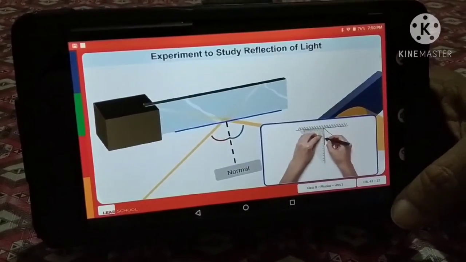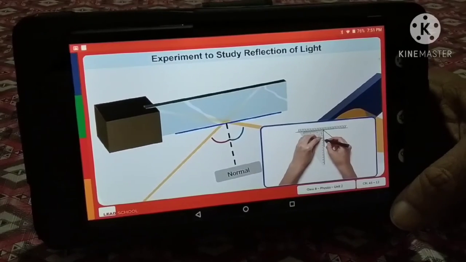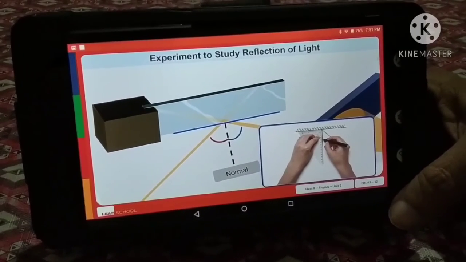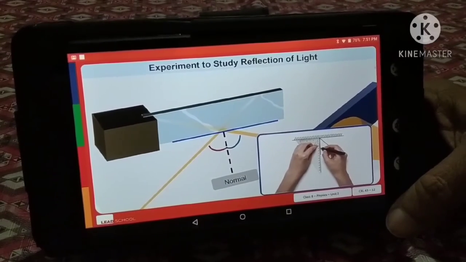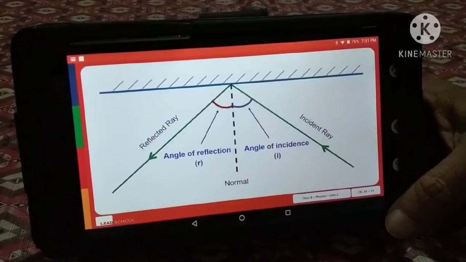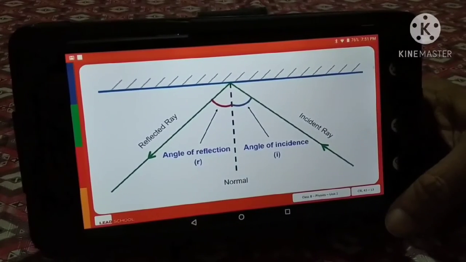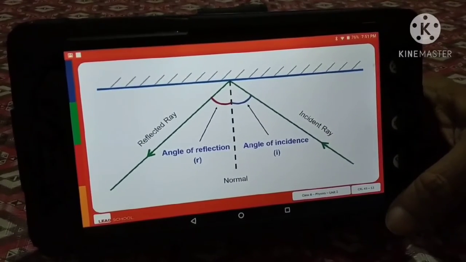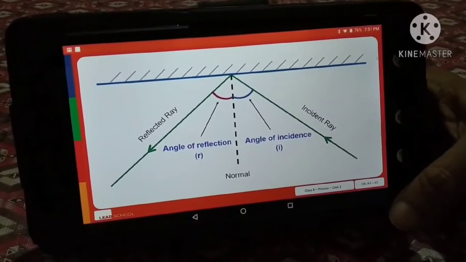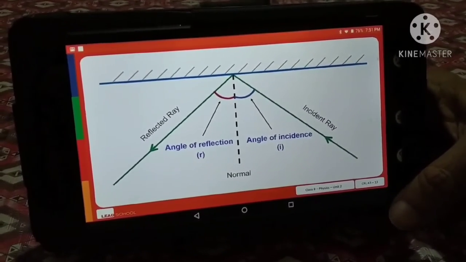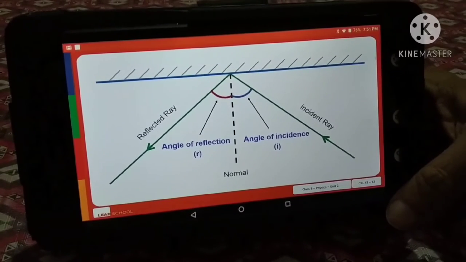If we draw a normal to the surface at the point of incidence, we can measure the angles which the incident and the reflected ray make with the normal. The angle of incidence is the angle which the incident ray makes with the normal at the point of incidence. The angle of reflection is the angle which the reflected ray makes with the normal at the point of incidence.